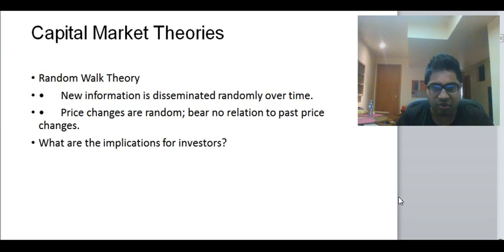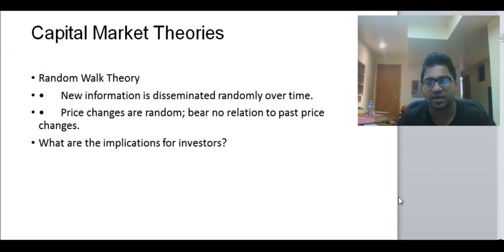So new information is disseminated randomly over time. Price changes are random and they bear no relation to past price changes. So it means at any given point of time, stocks do not move in trends. It means past price doesn't indicate where the stock will move. The past trend doesn't indicate where the stock will move.